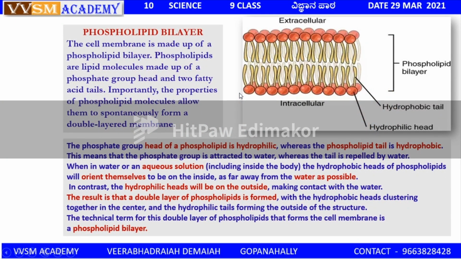The cell membrane is made up of a phospholipid bilayer, as I told you. These are lipid molecules made up of a phosphate group head and two fatty acid tails.